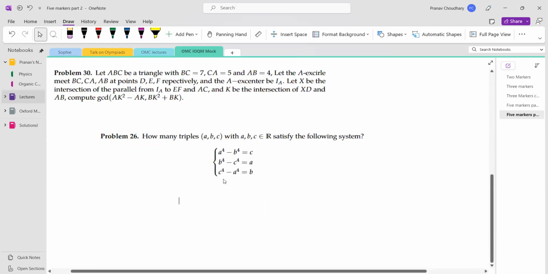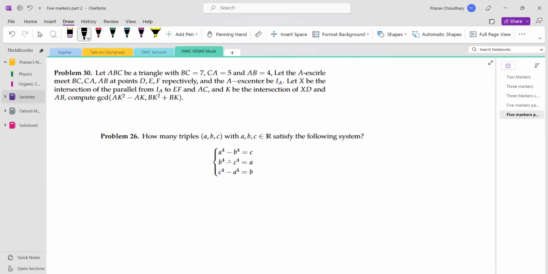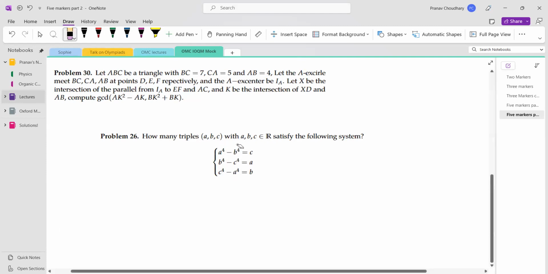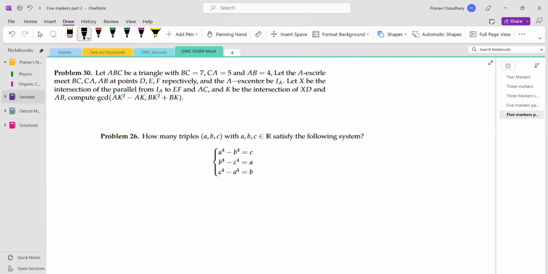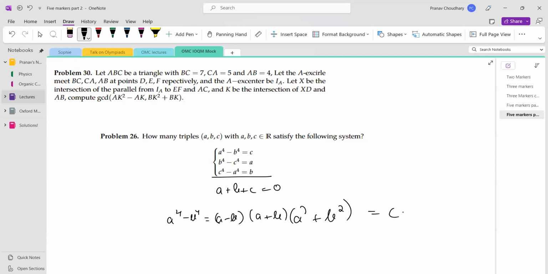How many triples satisfy the following system? One basic step, like you see that these are symmetric sums. I think it's visible that if you sum all of this over, you get a plus b plus c equals 0 basically, right? Now a to the power 4 minus b to the power 4 equals a minus b into a plus b into a square plus b square. This should be equal to c, right? Like this equation. And a plus b can be written as minus c.